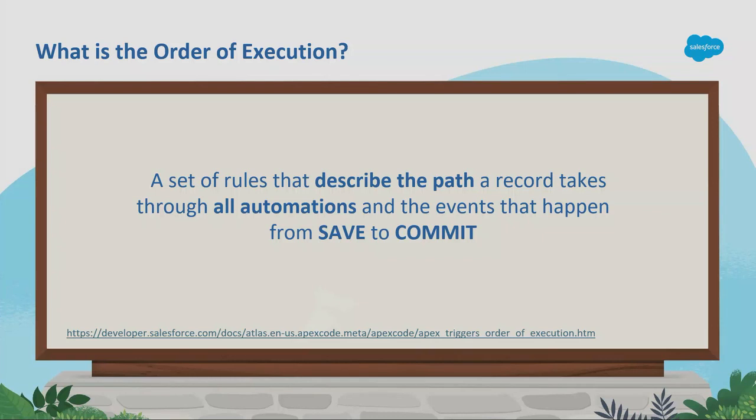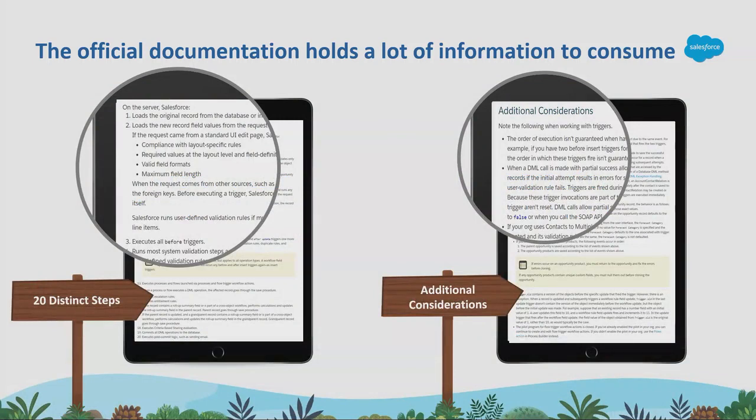Yeah. So the order of execution is something that has been defined on the Salesforce platform, and it describes a path a record takes through all automations. Automations is the keyword. And events that happen from a save, when you hit the save button or you use the API, to the database commit. So when it's finally done, it's a path that is described. Not more, just this is the order of execution. It's something in order. When you look on the documentation, who saw this page, the order of execution? I would say it's 50%, half of you, right?